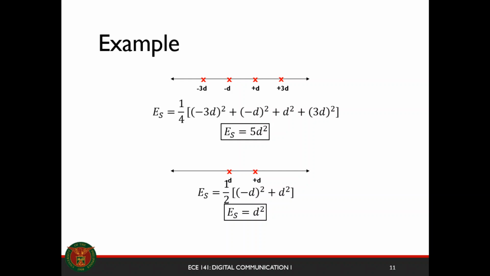Example. So we have a quaternary constellation. If we get the average, there are 4 of them, so that's 1/4 times the sum of the squares of their amplitude levels. You get 5d squared. For binary signaling, we have 1/2, if they're equiprobable, times the sum of their squares, and you get d squared.